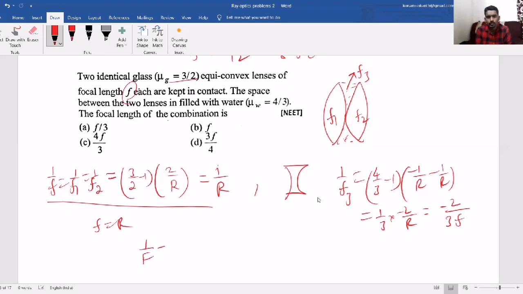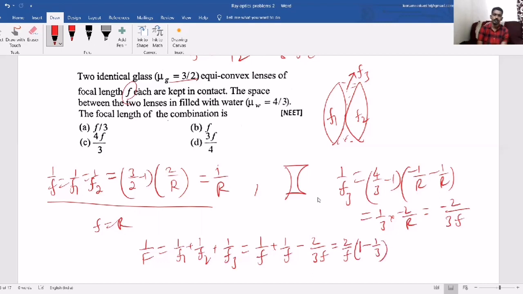So the resultant or effective focal length equal to 1 by f1 plus 1 by f2 plus 1 by f3, where 1 by f1 is 1 by f, 1 by f2 is also 1 by f, but 1 by f3 is minus 2 by 3f. So 1 by f plus 1 by f is 2 by f. If I take 2 by f common, 1 minus 1 by 3. So 2 by f, if you take common, then this will become 4 by 3f. So the resultant or effective focal length will become 3f by 4.